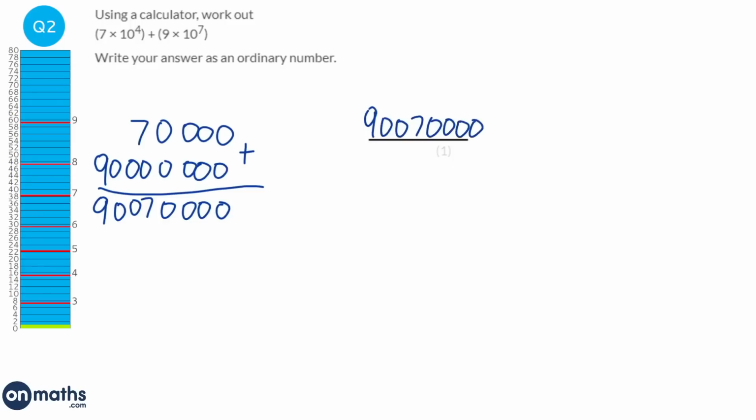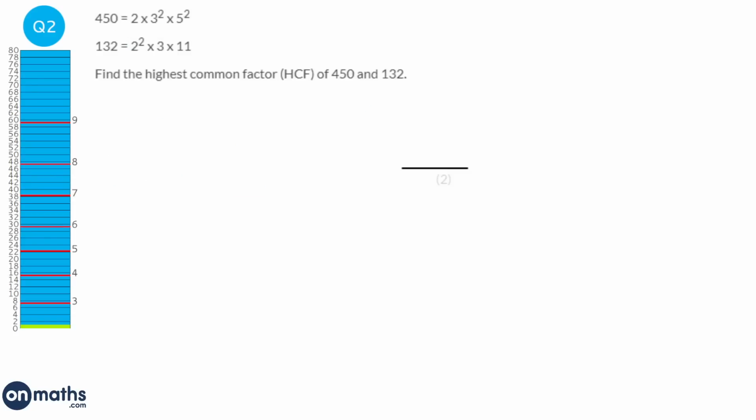Some people think there's a quick way of doing this, like adding the 7 and the 9. There isn't. You've just got to work out what this number is, work out what this number is, and add them together. This looks like it's a really tricky question, and it is a little bit tricky, but it's a little bit easier than maybe it looks.